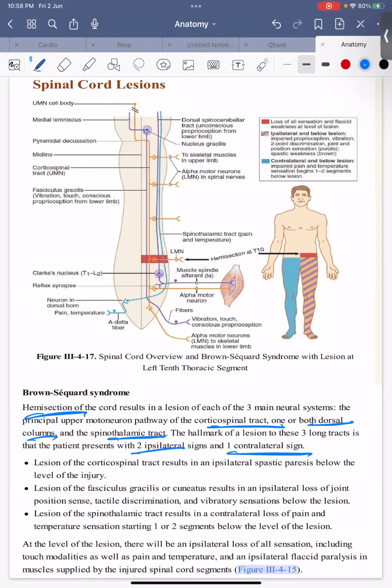So, a lesion at the level of the spinal cord. Because you know the corticospinal tract decussates at the level of the lower medulla, the pyramidal decussation, all lesions that occur in the corticospinal tract at the level of the spinal cord will be ipsilateral.